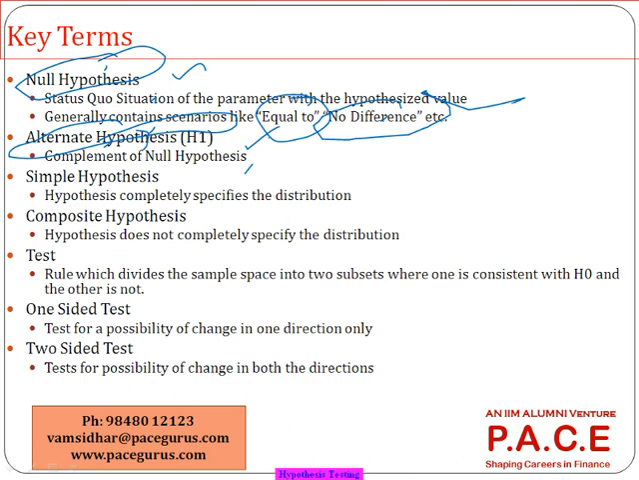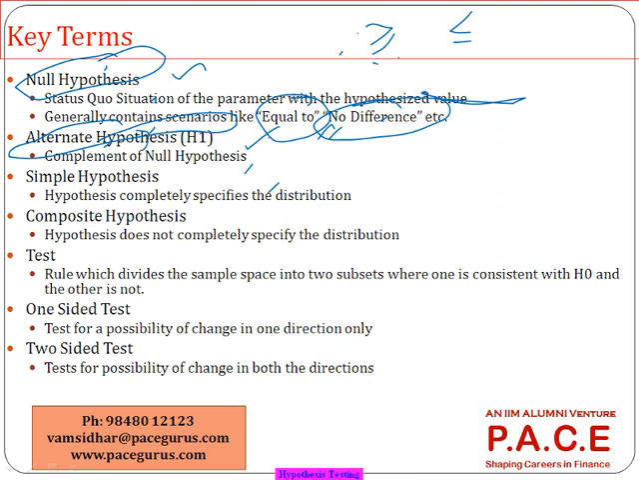And just for your convenience, even in the null, I can talk about statements like greater than or equal to, not just equality in isolation. Even there could be statements like greater than or equal to, or less than or equal to. But there should be equality mandatorily. And the alternate should always be complementary to that.